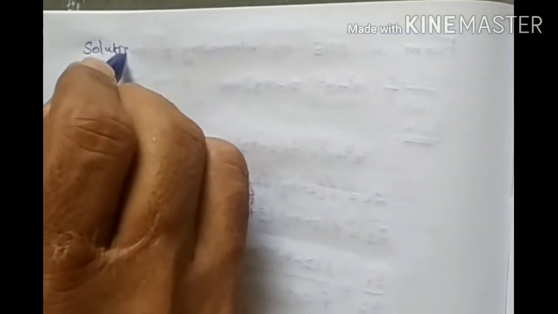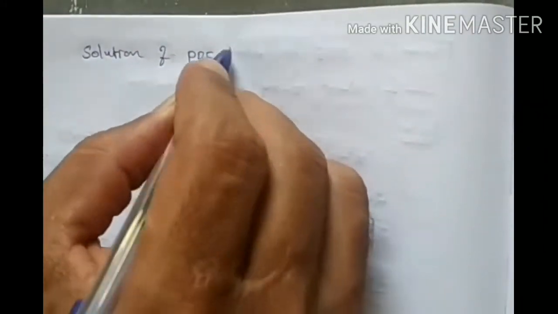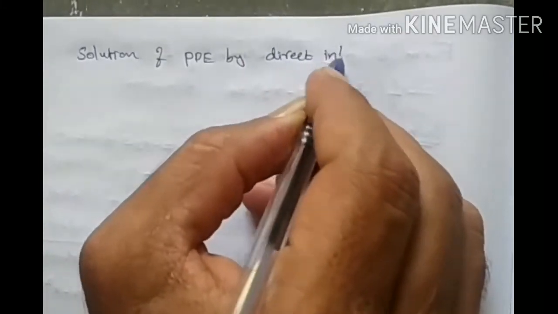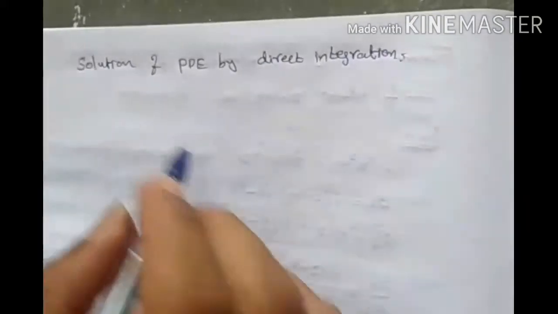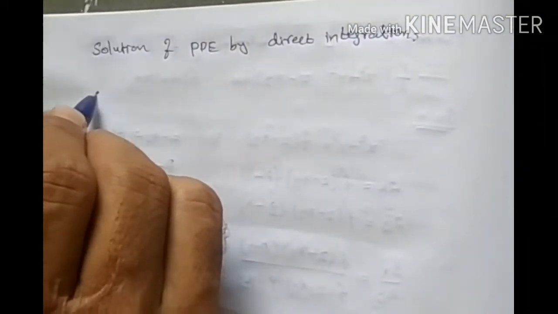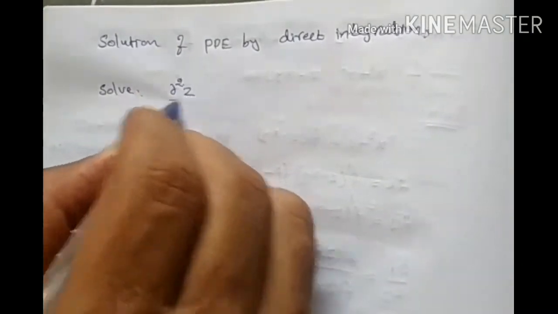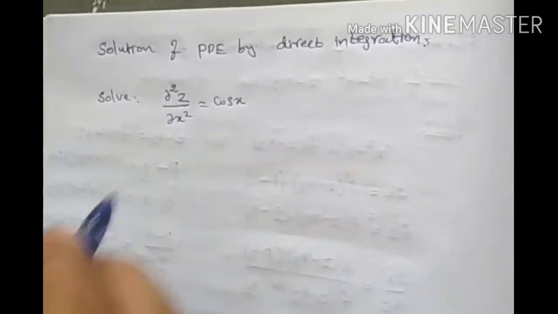Solution of partial differential equation by direct integration. Solve ∂²z/∂x² = cos x.